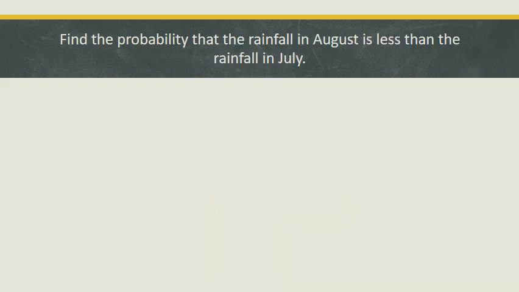Next, we're going to ignore September and look only at August and July. We want the probability that July is greater than August. Now, a statement like this isn't going to work. We need all the variables on one side and a number on the other side. So I'm going to move A over to the other side of the inequality to get this.